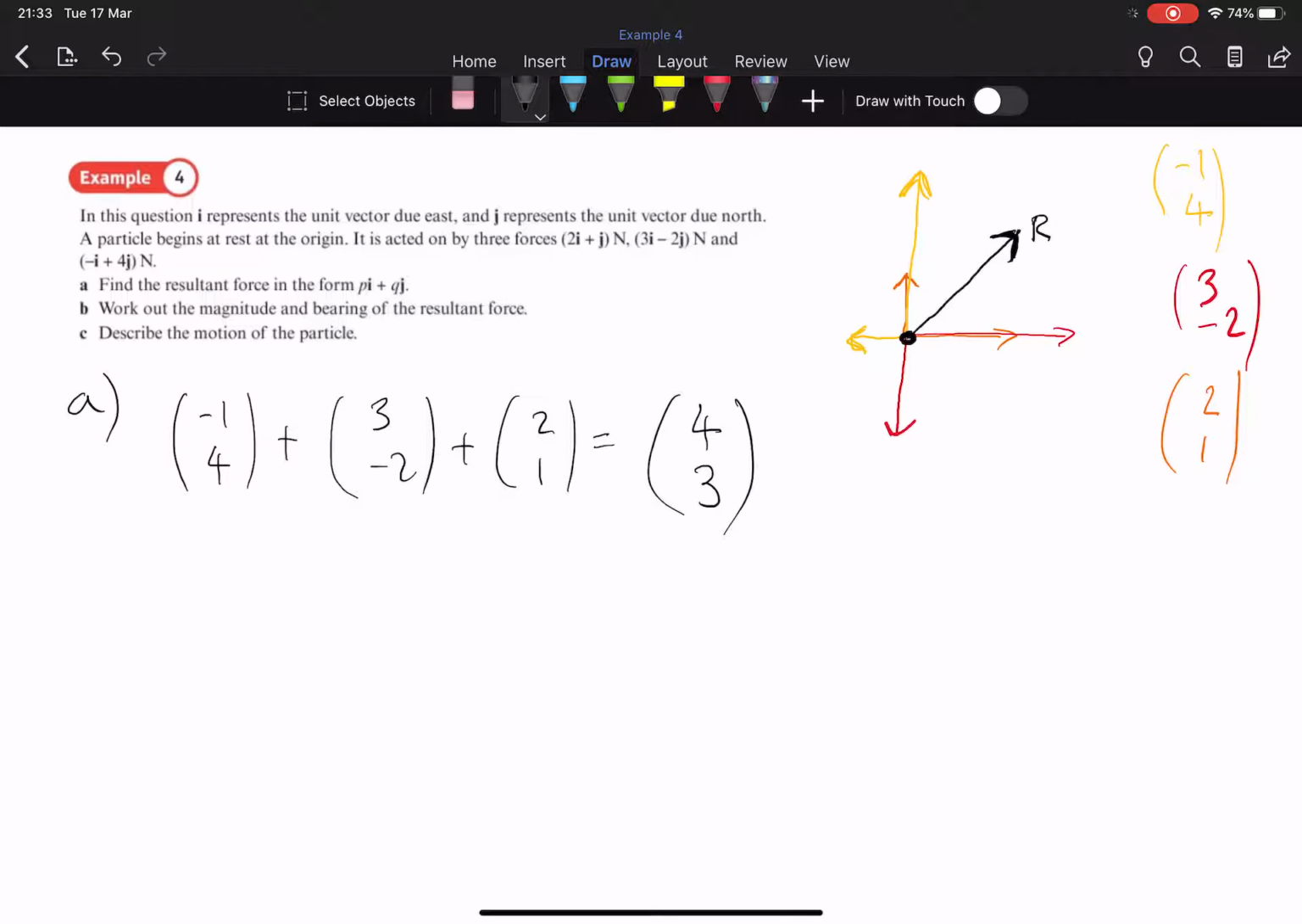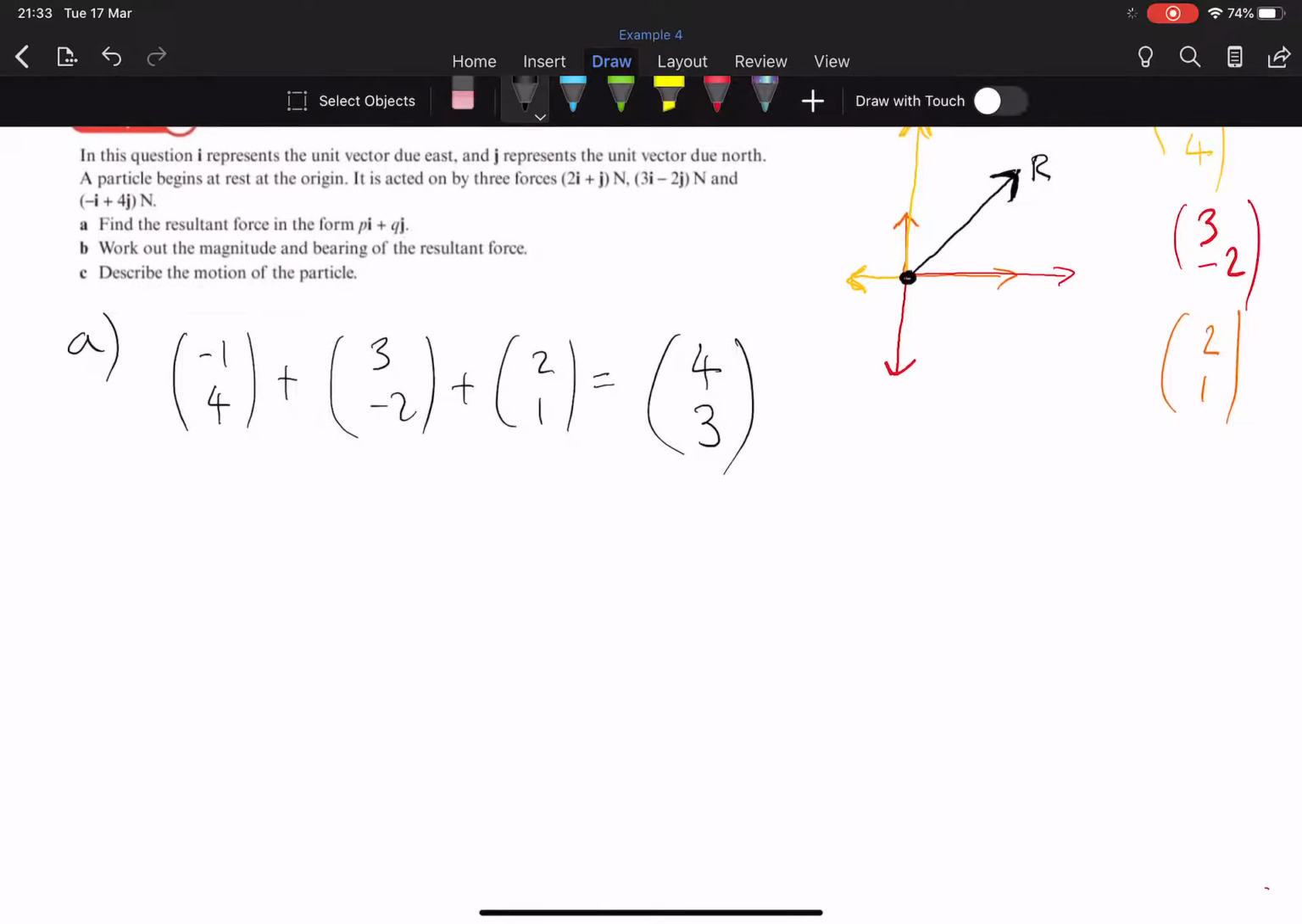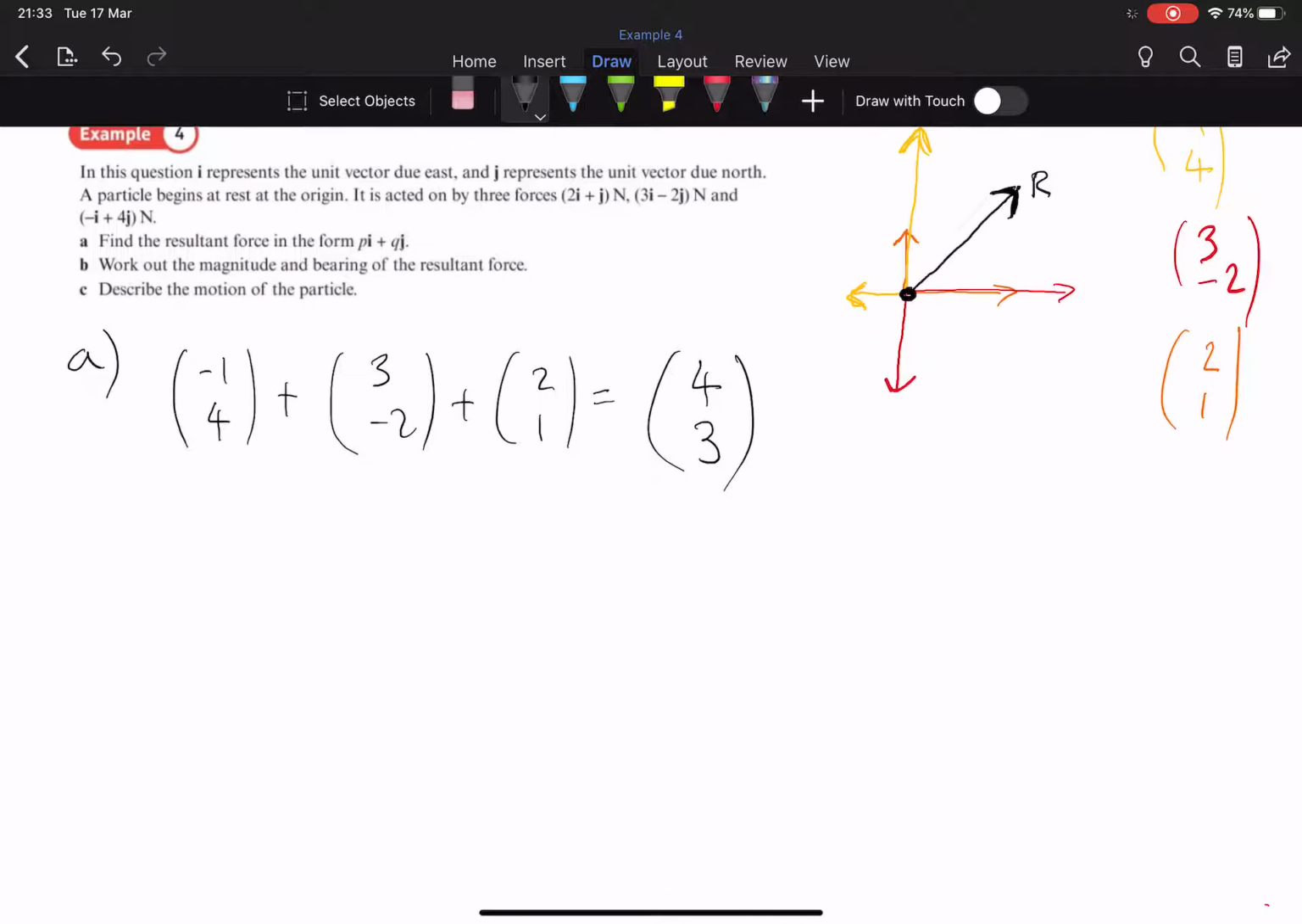So what we could do is we could remove all of these coloured forces and just replace it with that single black force, the resultant force. So in part A, we're asked to actually write it in the form Pi plus Qj. So at the moment it's in column form, so all I need to do is write that as 4i plus 3j.